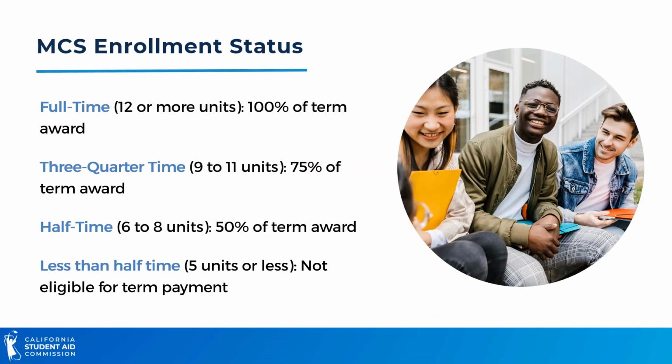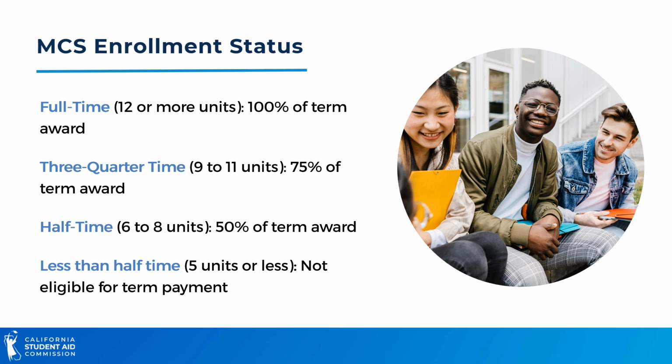When reporting payments, schools will also indicate the student's enrollment status. For the purpose of MCS payments, 12 or more units is considered full-time and grants the student 100% of the term award amount. 9 to 11 units is considered three-quarter time, and 6 to 8 units is considered half-time. Students enrolled in 5 units or less are considered less than half-time and not eligible for term payment.